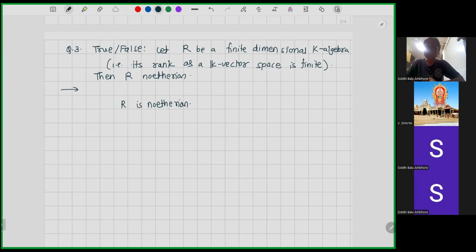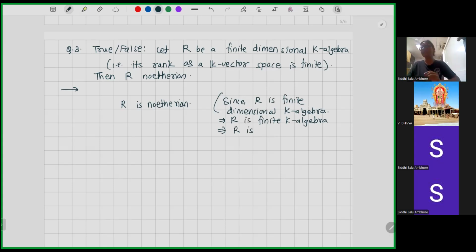How? Because see, this R is a finite dimensional K algebra. So since R is a finite dimensional K algebra, it means R is a finite K algebra. Finite K algebra means it is finite as a K module, a finitely generated K module. So when I say something is finite as a K module, it is stronger than saying that it is finite as a K algebra.